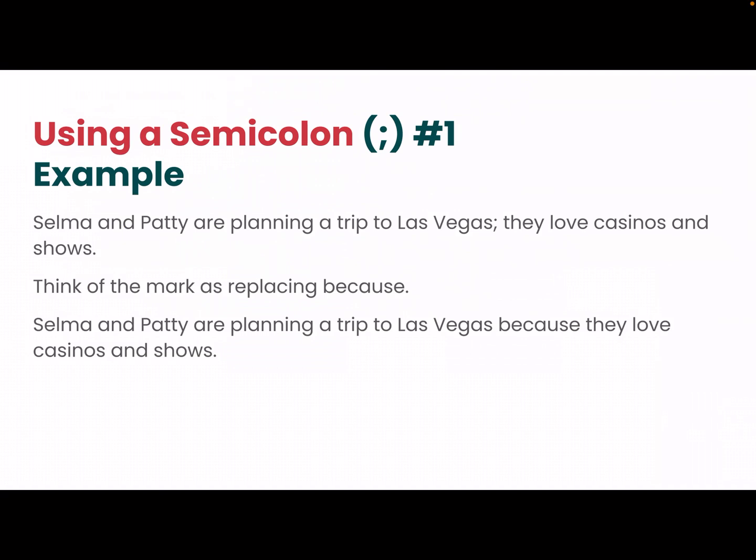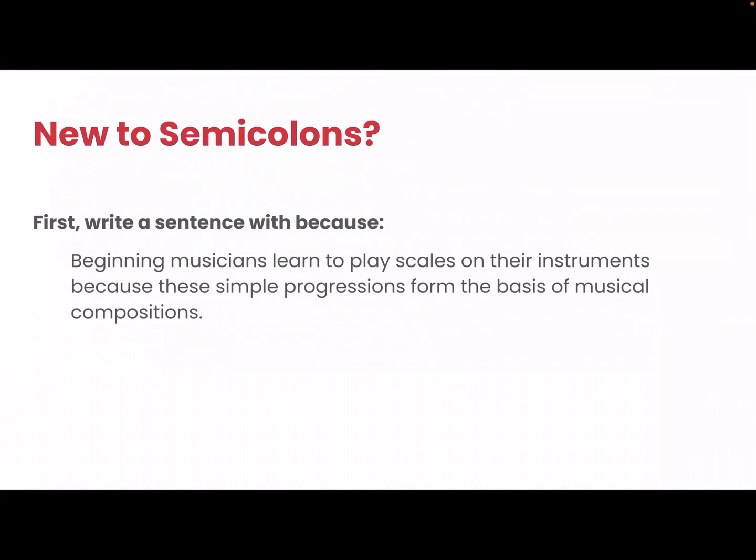Let's look at the beginning of the sentence and identify the subject and verb of the part of the sentence before the semicolon. Selma and Patty, that's the subject of the first part of the sentence. And are planning is the verb. So that's a complete sentence. After the semicolon, they is the subject and love is the verb. That's a complete sentence as well. So we meet that requirement of joining two independent clauses.